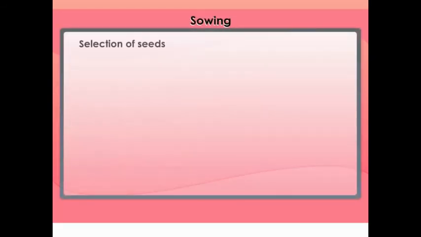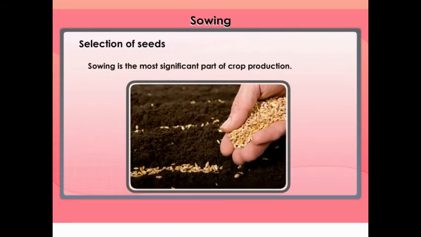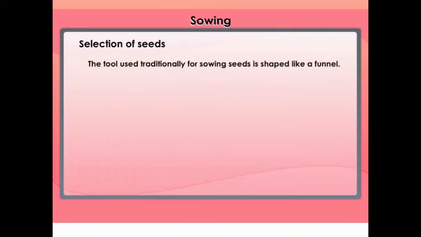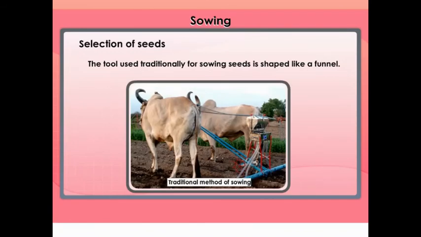Sowing. Selection of seeds. Sowing is the most important part of crop production. Before sowing, good quality seeds are selected. Good quality seeds are clean and healthy seeds of a good variety. Farmers prefer to use seeds which give a high yield. Before sowing, one of the important tasks is to know about the tools used for sowing seeds. The tools used traditionally for sowing seeds are shaped like a funnel. The seeds are filled into the funnel, passed down through 2 or 3 pipes having sharp ends. These ends pierce into the soil and place seeds there.